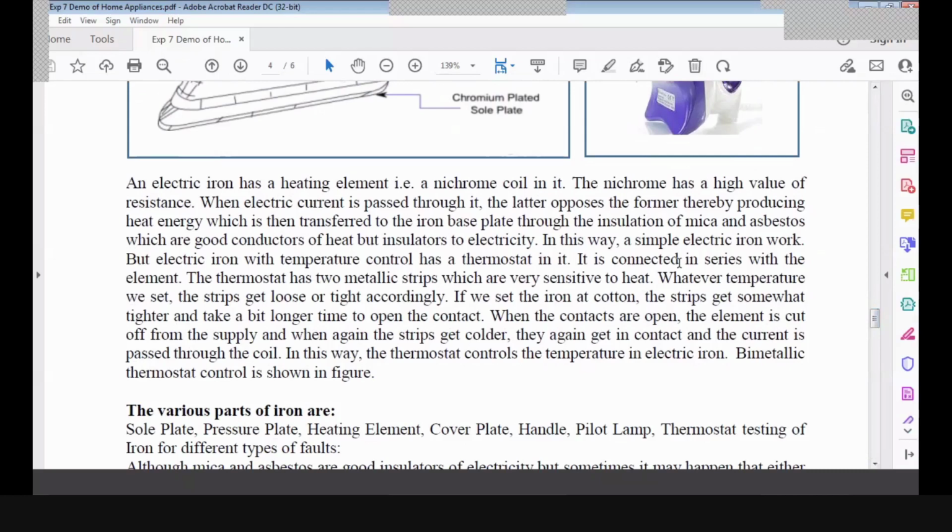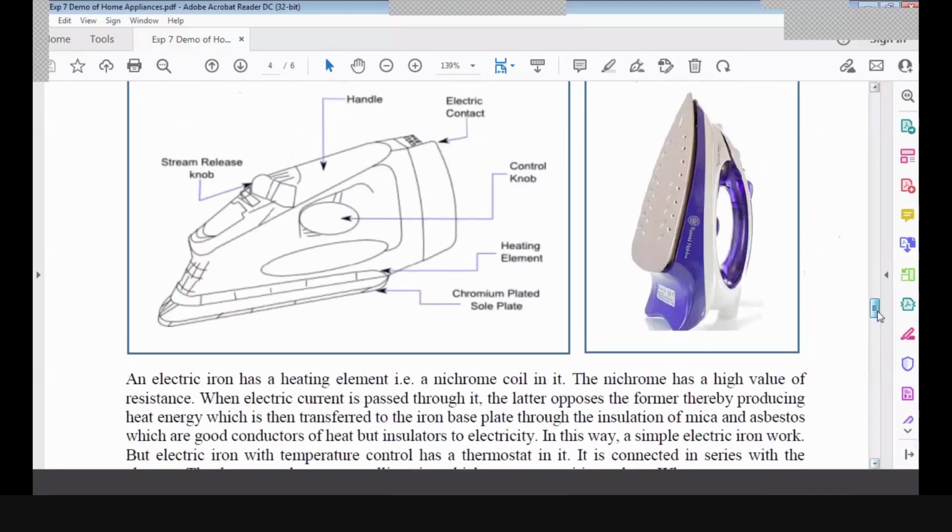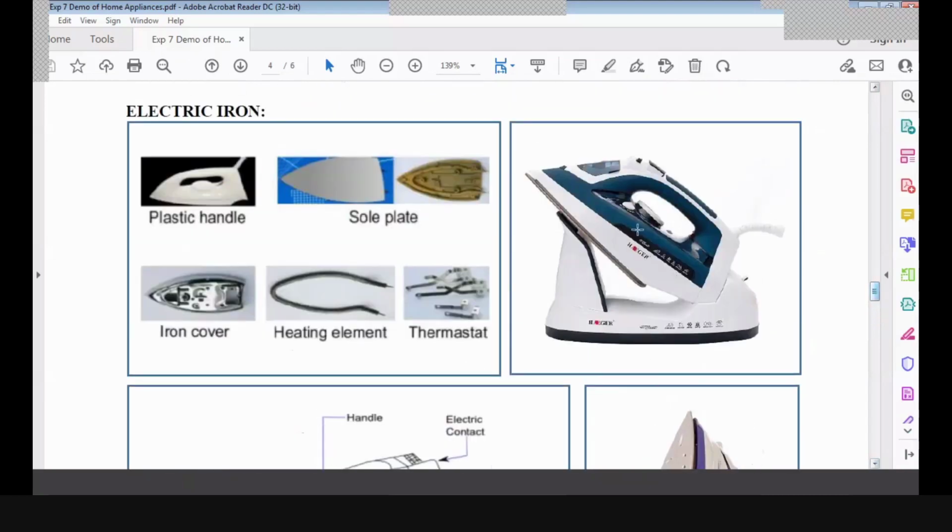Now, if we are talking about the temperature control, as you notice in your home, if you see the electric iron carefully, this is the knob to control the temperature. At this knob, there are some fabric names written, like cotton, silk, wool, right? If we want maximum temperature, you need to select cotton, suppose. When you are moving it to cotton, the thermostats are there inside this knob.